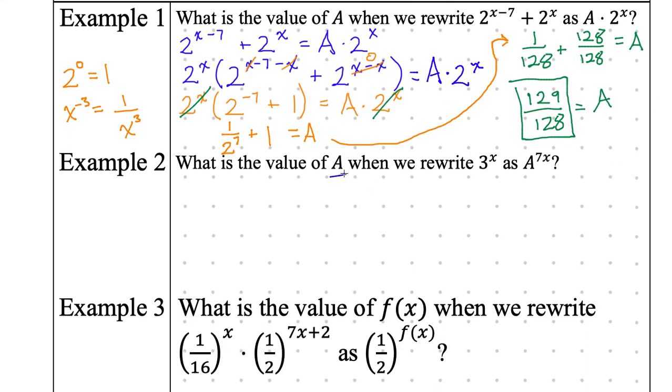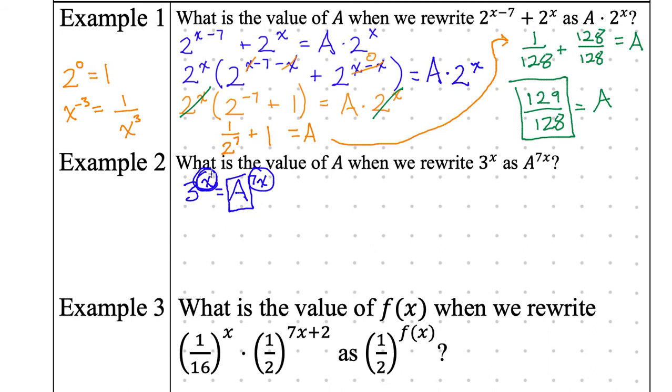Same type of question. I'm looking for a. What is a when we say this 3 to the power of x is equal to a to the power of 7x? So let's go ahead and set that up. We're saying 3 to the power of x is equal to a to the power of 7x. So I basically need to somehow find a, and I know that I'm always going to have 7x. So I need to have a 7x up here.